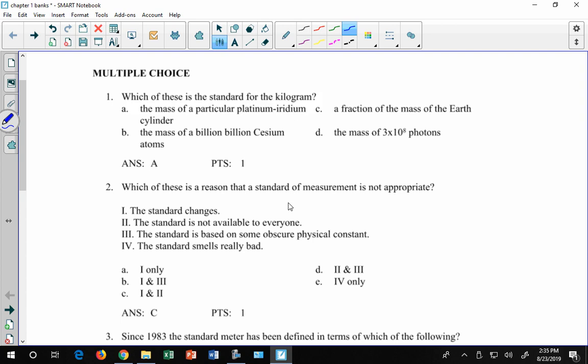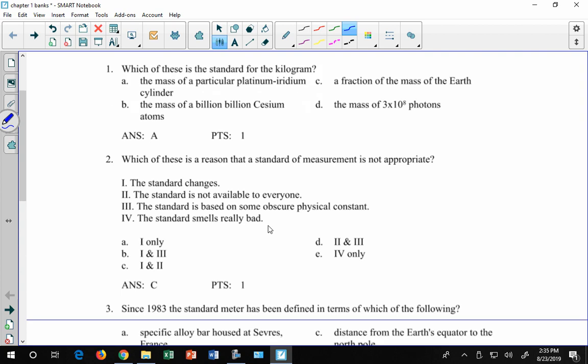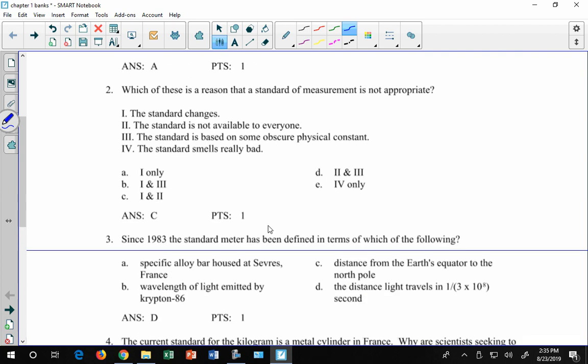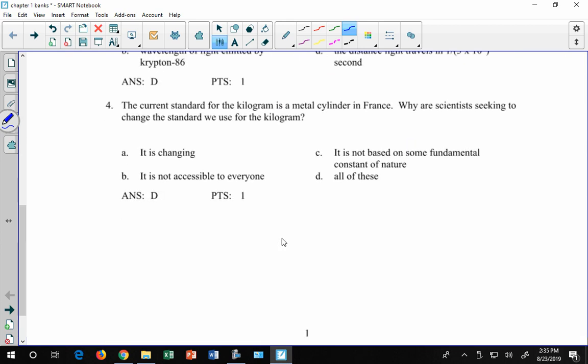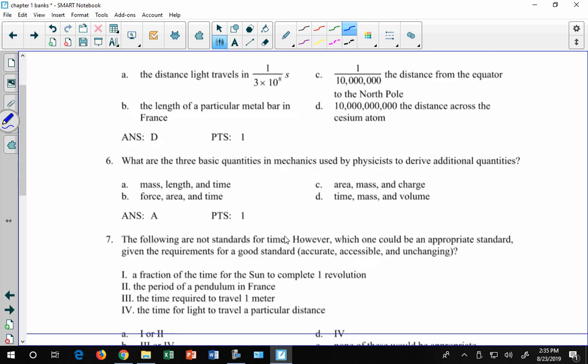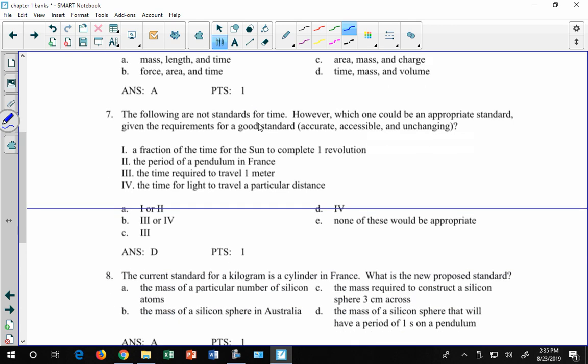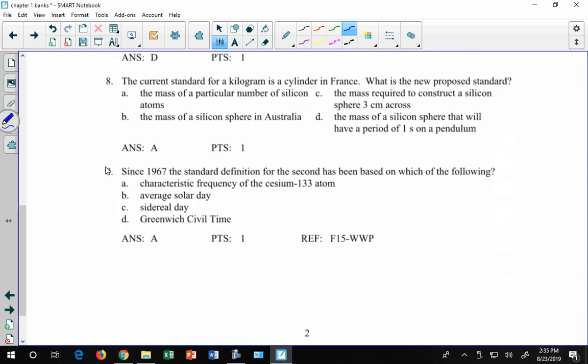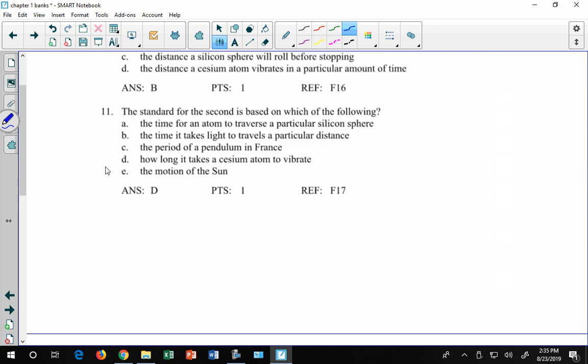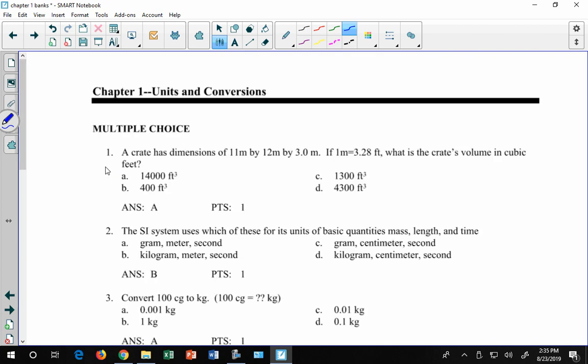You need to know why standards of measurement are appropriate or not. They're accessible, unchanging, and accurate. You need to know the three basic quantities that we use in mechanics: mass, length, and time. You need to know why something would not be a good standard. We had a question like that today. And that's it. All right, questions, concerns?